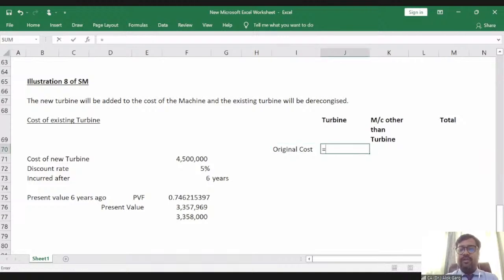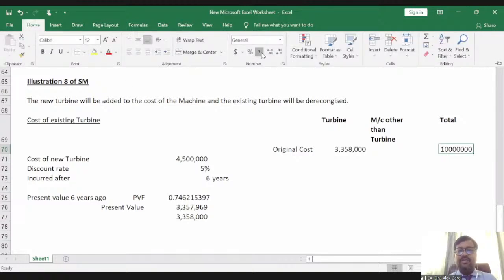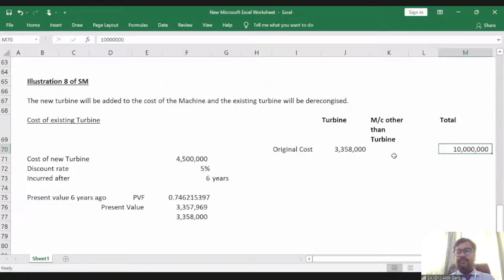So what is the original cost of turbine which has been derived by the present value? With the help of the present value, 33,58,000. What is the total cost? The total cost is 1 crore. 1 crore means 100 lakhs. And what is the cost of machine other than turbine? It is this minus this, right? 66,42,000. I hope it is clear to everyone, guys.